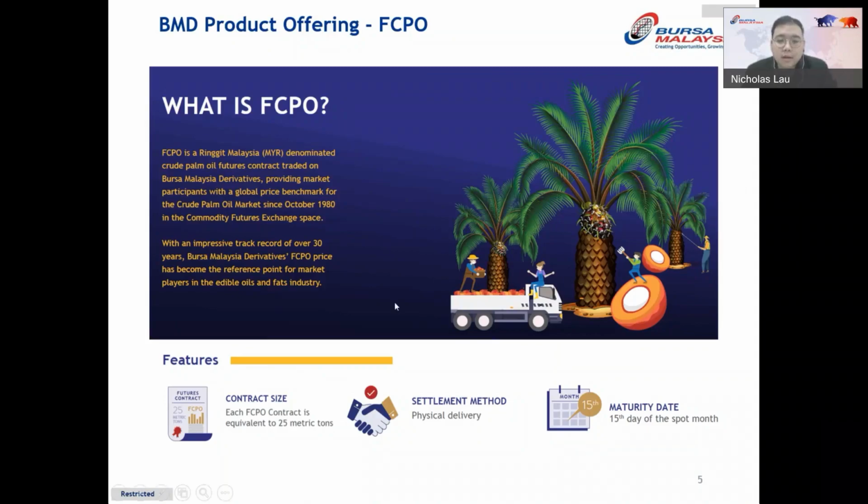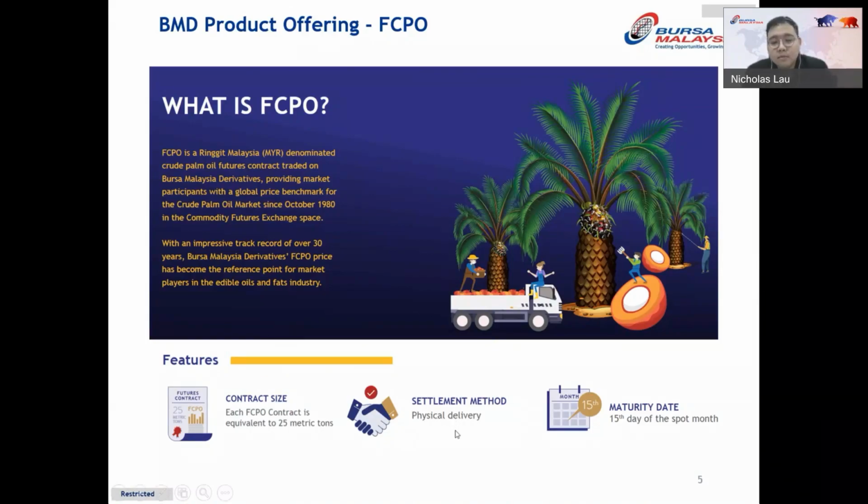So I did not include the entire contract specifications here, but instead teased out a few that I think are the most important for everyone to know. So first and foremost, of course, is the contract size. So every FCPO contract which you trade is equivalent to 25 metric tons of crude palm oil.